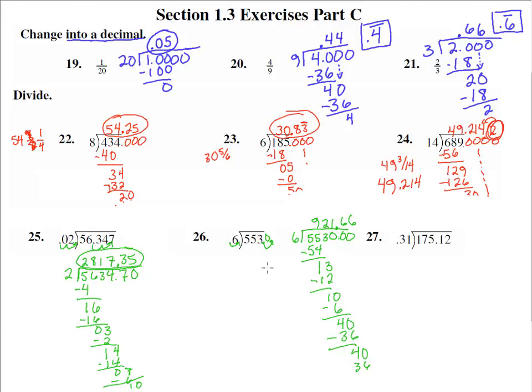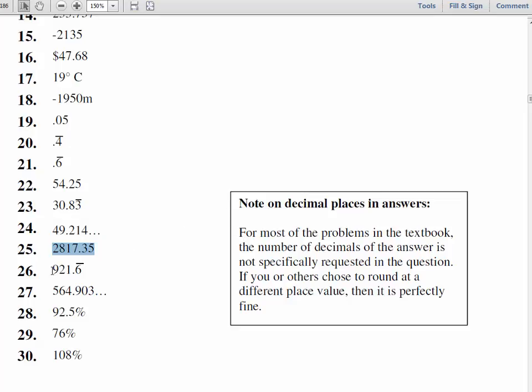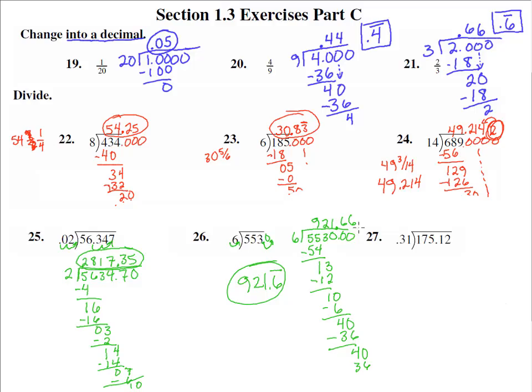So it'll be 666. So the answer will be 921.6 repeater. And again, we move the decimals at the beginning, but it gives us the exact same answer. These two problems have the same answer, so the answer is 921.6 repeater. And number 27. Let's finish that guy off.